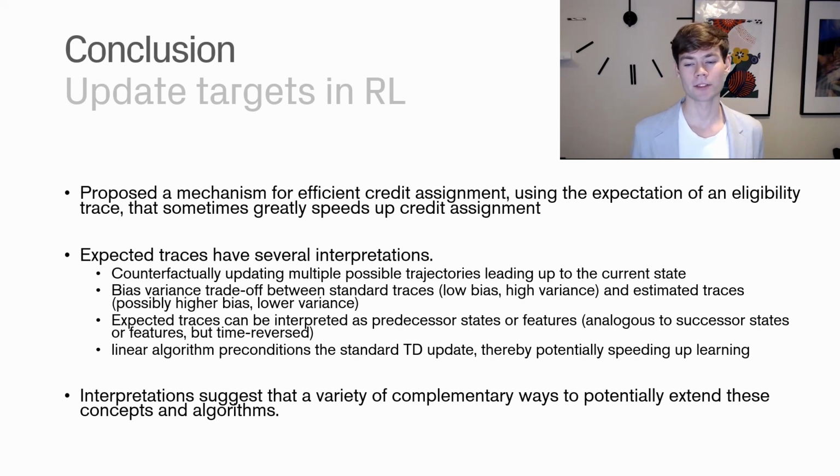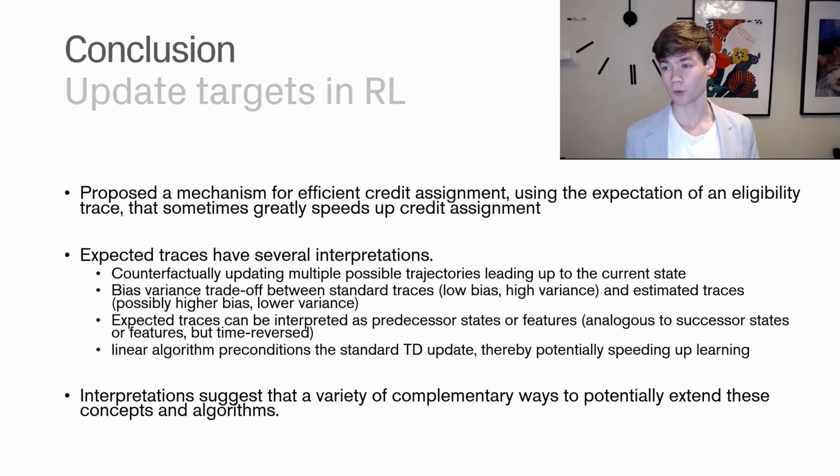The expected traces can also be interpreted as predecessor states or features. So this would be analogous to successor states or features, but then time reversed. So as we talked about previously, the time axis with these kinds of states is reversed, right? So we're not looking into the future, but we're really using the past to estimate them. Apart from that, it's pretty much analogous. Finally, a linear algorithm preconditions the standard TD update, thereby potentially speeding up learning. So those are different ways of viewing what we're doing here, basically.